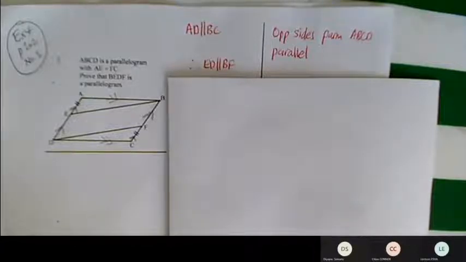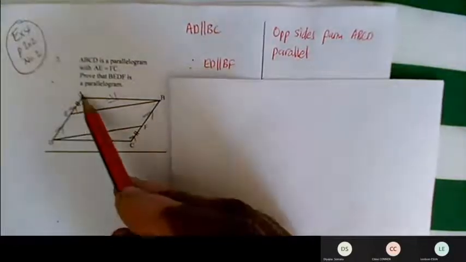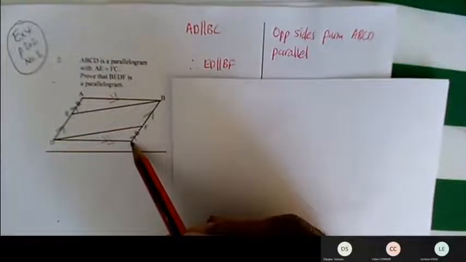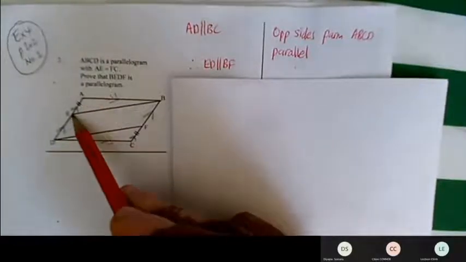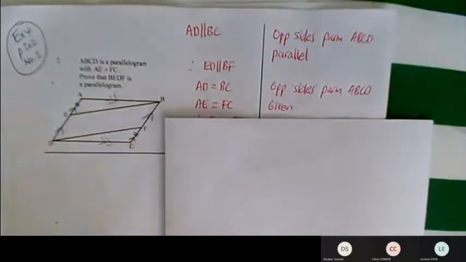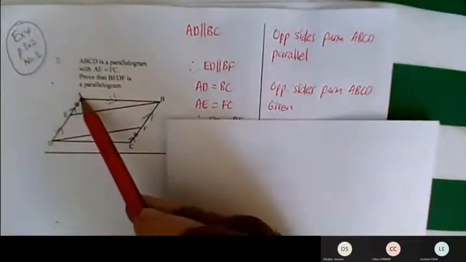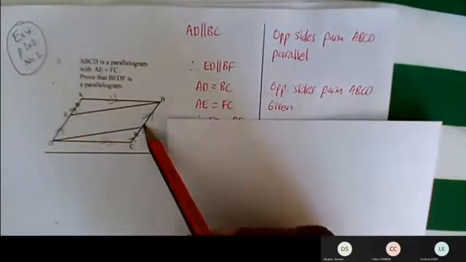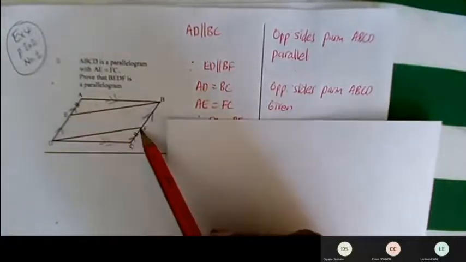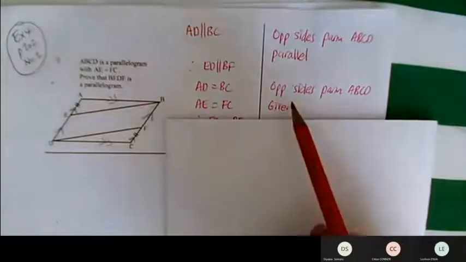AD is equal to BC, so AD is equal to BC, and AE is equal to FC. AD is equal to BC, opposite sides of a parallelogram. AE is equal to FC, given.